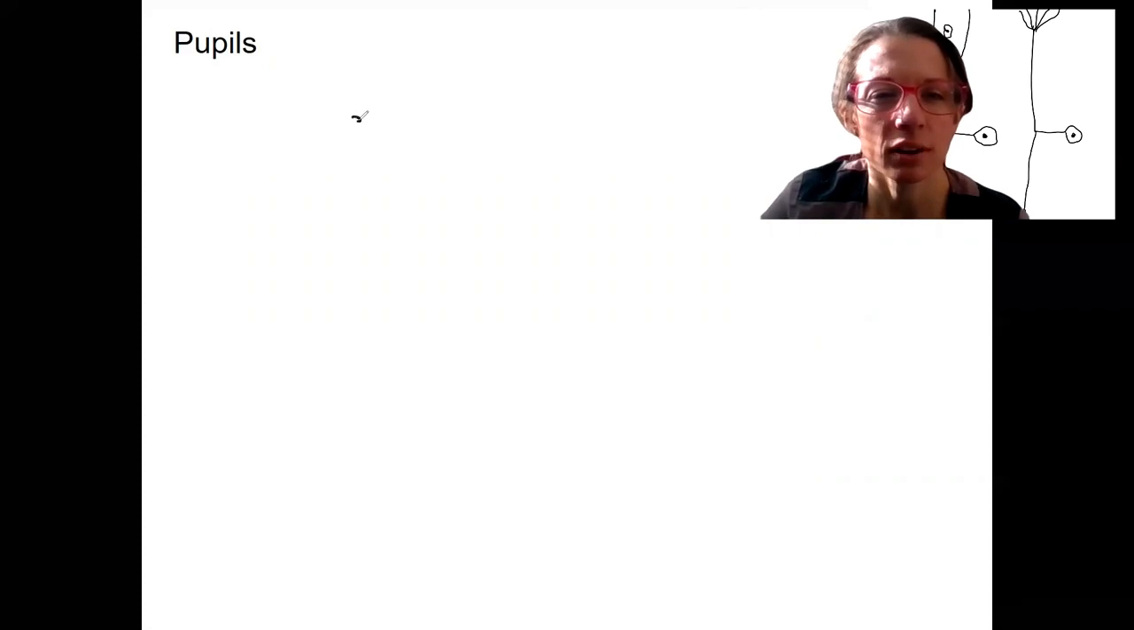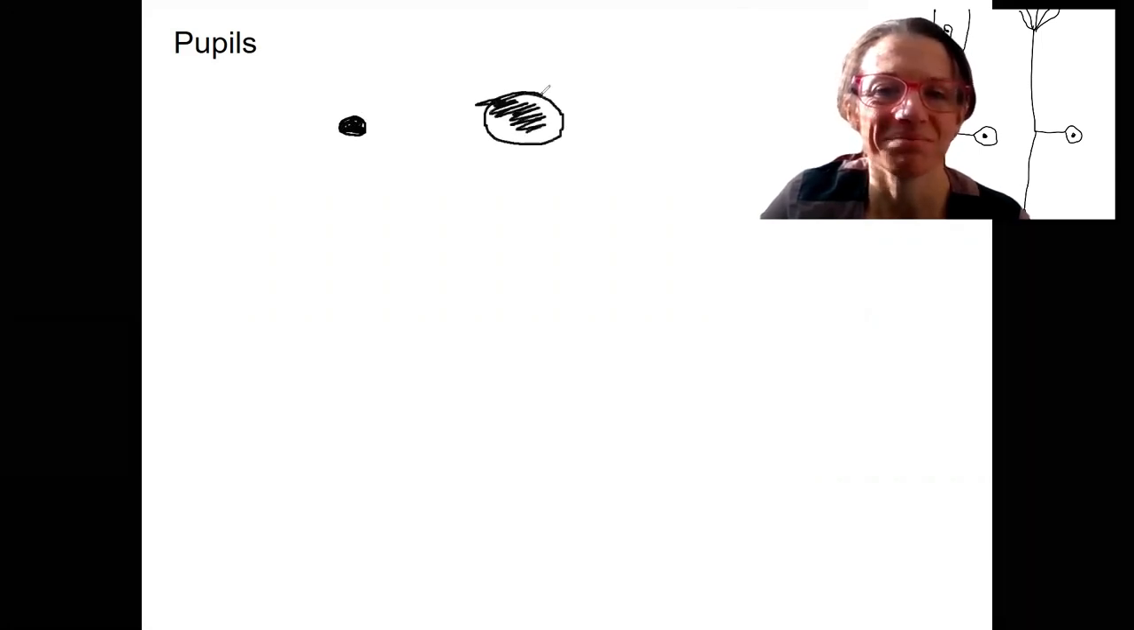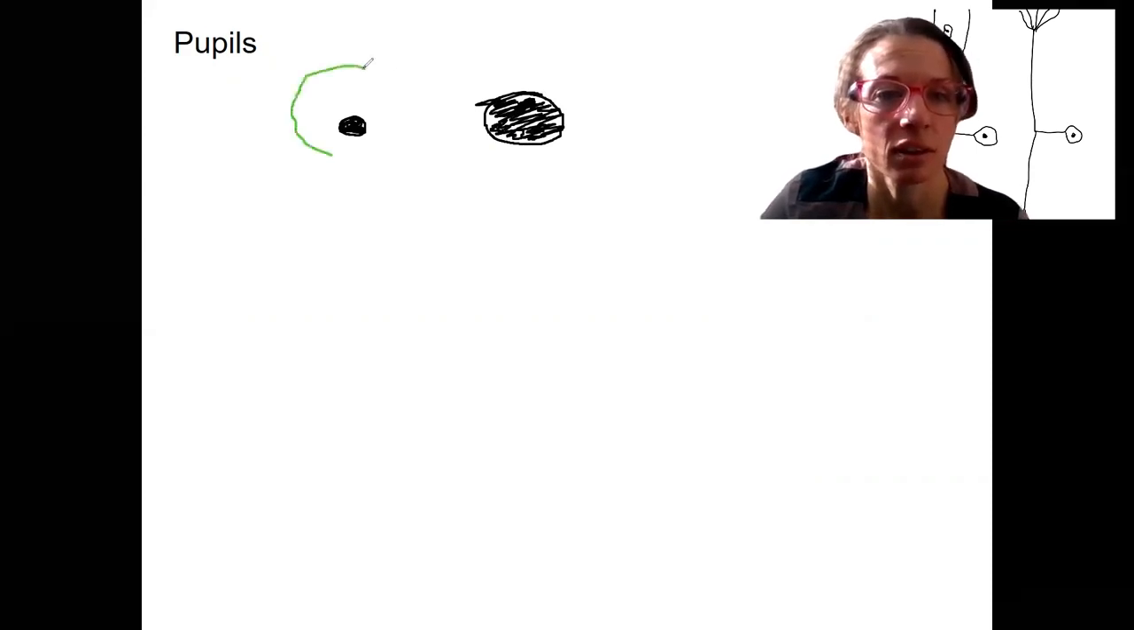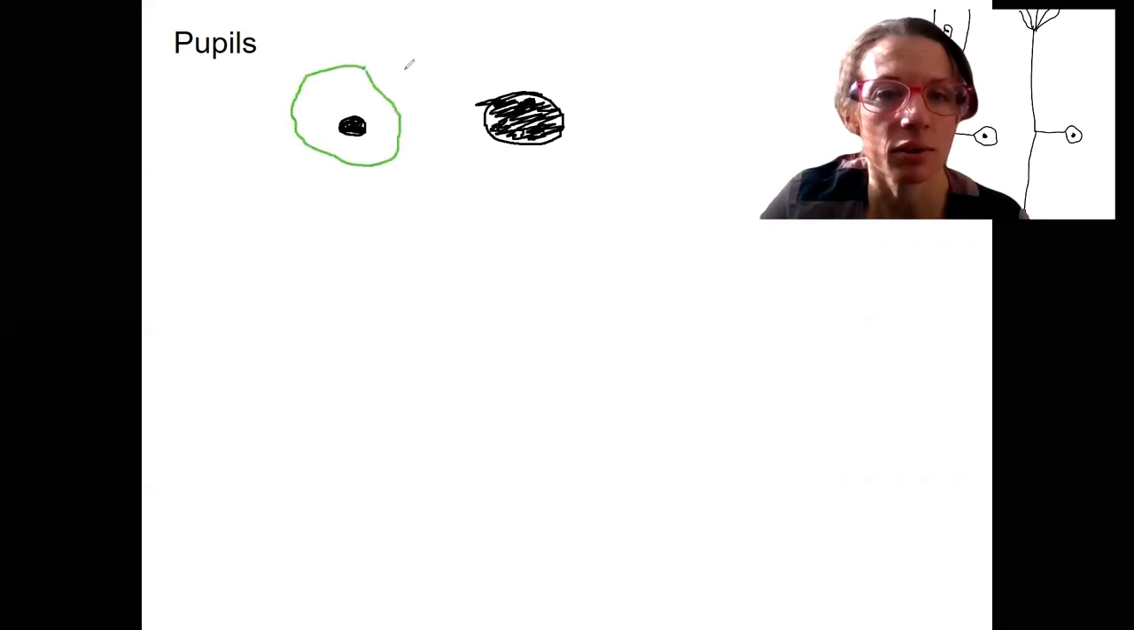Actually, let me ask you this. Here's a pupil. Here's another pupil. What surrounds this pupil? The iris. So let's do green eyes. A person with green eyes has green irises that surround this pupil. The irises don't change shape.